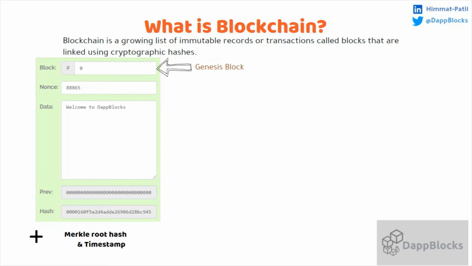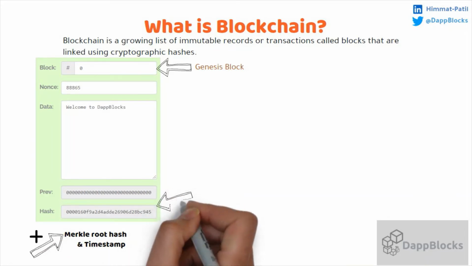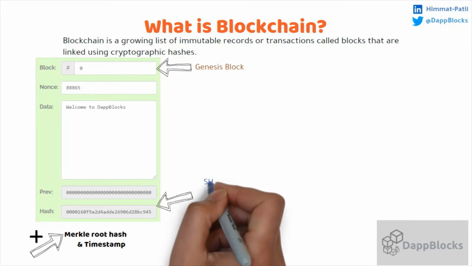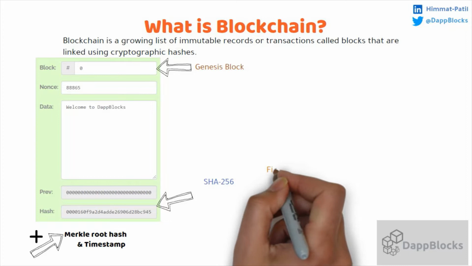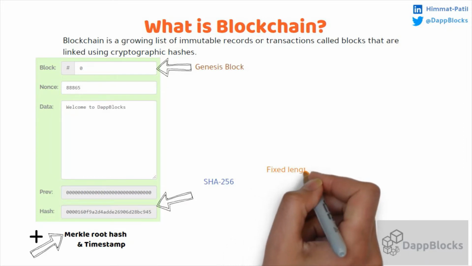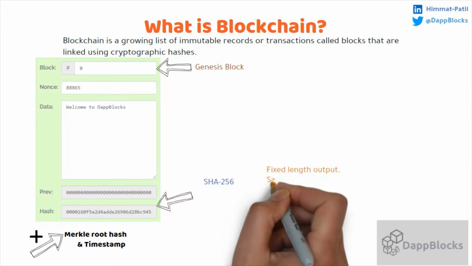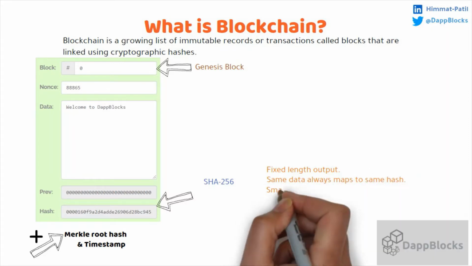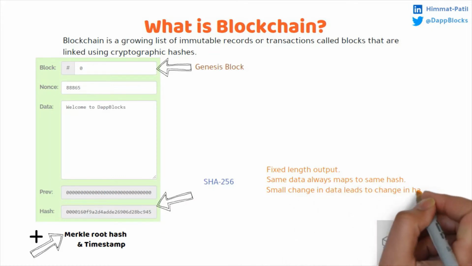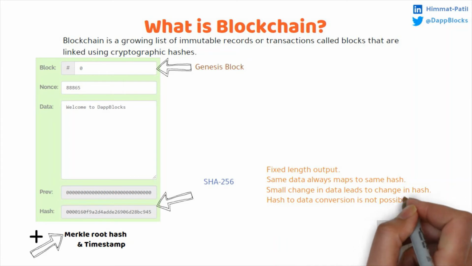Second, Merkle root hash. We have already discussed this. Third, hash. Blockchain uses SHA-256 hashing, which converts data into a fixed length hash value. Hashing has a few properties. First, for any input length data, the hash function will generate a fixed length output value. Second, the same data always maps to the same hash. Third, a small change in data leads to a change in hash. And fourth, hash to data conversion is not possible.